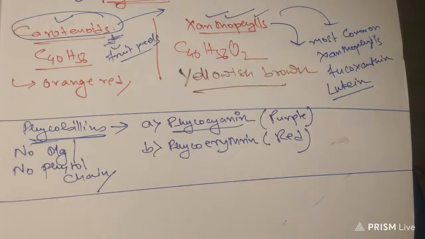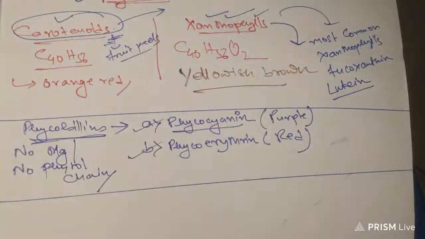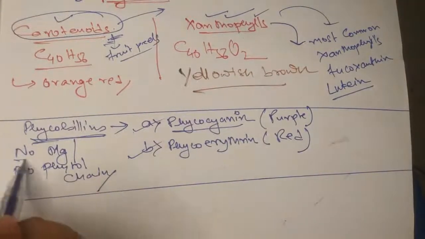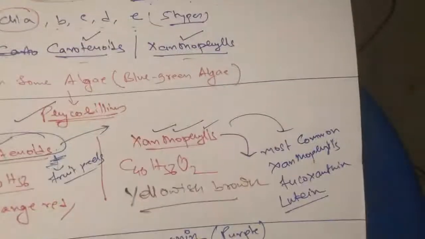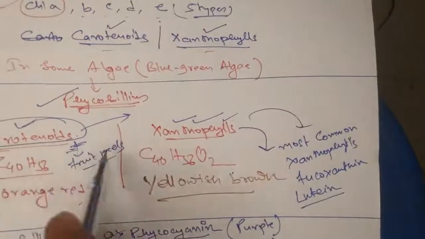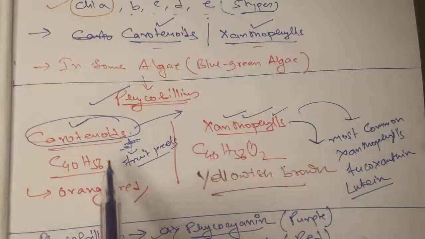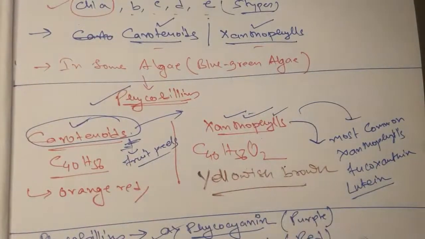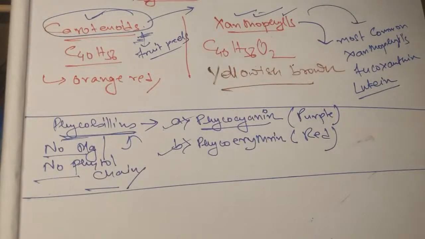In phycobilins there are two types: phycocyanin and phycoerythrin. No magnesium and no phytol chain is present in phycobilins. However, in carotenoids and xanthophylls you will find phytol chains or magnesium ions in the center. But in phycobilins you will not find it. So you should keep that in your mind.